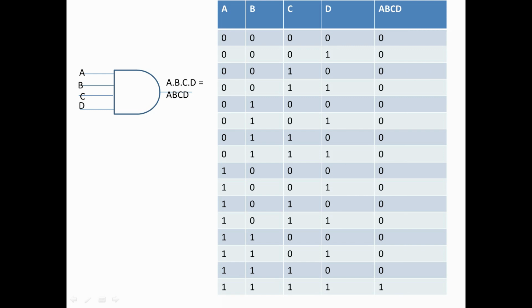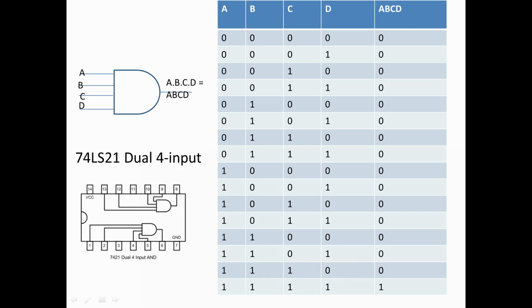Here these 4 are zeros, so 0 into 0, 0 into 0, is equal to 0. Similarly, if any one of the inputs is 0, the output is 0. Here 3 inputs are logic 1 and one is 0, so it is also 0. The output is logic 1 only when all the inputs are logic 1. That is the AND gate. That IC is 7421. For the 4 input AND gate, it consists of two 4 input AND gates, that is the 7421.